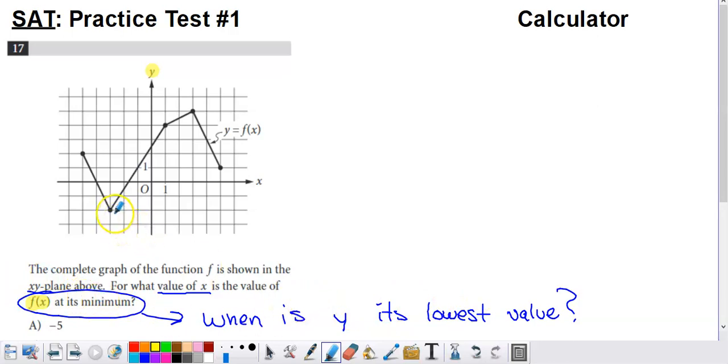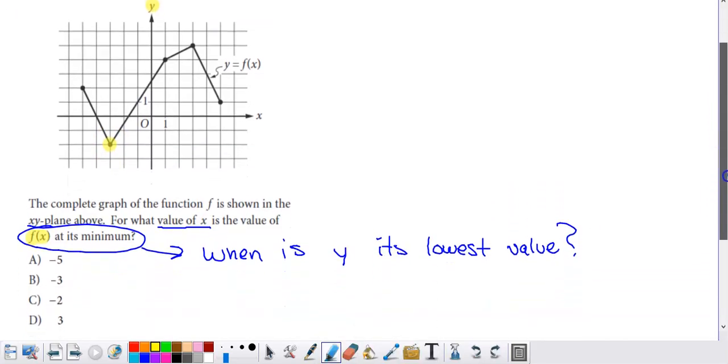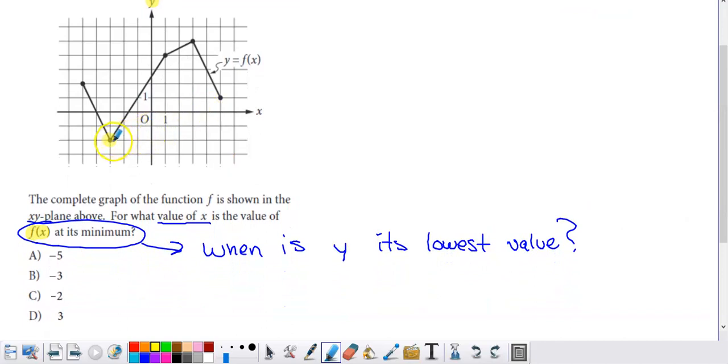It should be pretty obvious by looking at the graph that the lowest y value that we see is right there. Now here's the other thing you have to pay attention to. Look at these options. If you look at that point that I just highlighted, you might say, all right, that function value there is -2. That's an option. Easy to choose that option. But read the wording more carefully. For what value of x is the y value at a minimum?